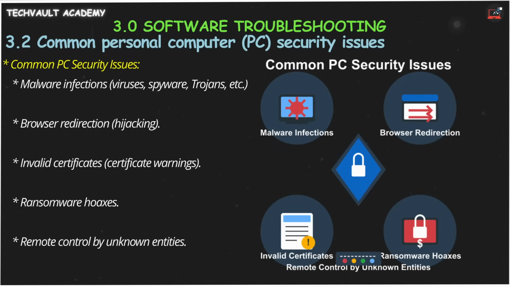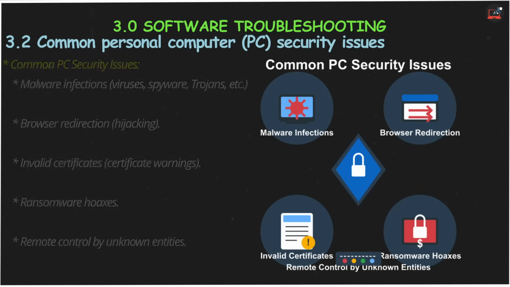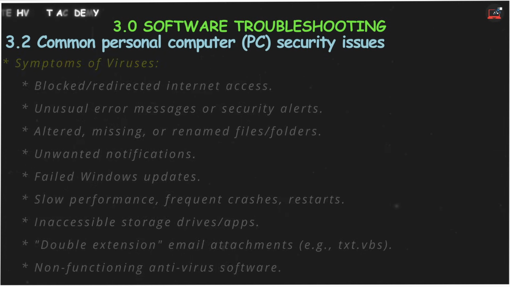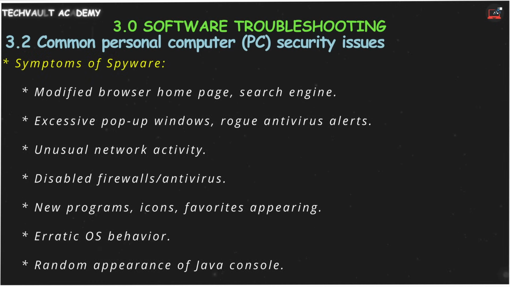Ransomware hoaxes, remote control by unknown entities. Symptoms of viruses: blocked or redirected internet access, unusual error messages or security alerts, altered, missing, or renamed files or folders, unwanted notifications, failed Windows updates, slow performance, frequent crashes, restarts, inaccessible storage drives, apps. Double extension email attachments, for example, .txt.vbs, non-functioning antivirus software.